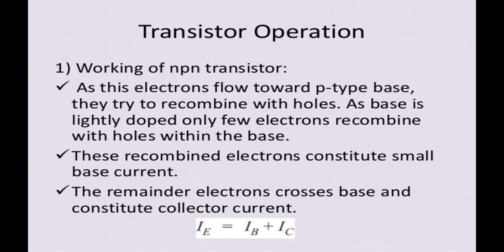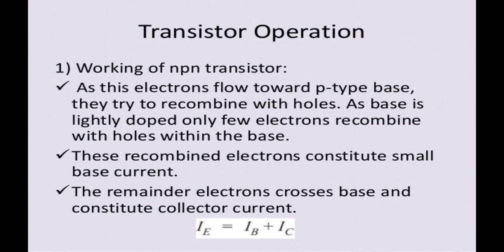As the electrons flow towards the p-type base, they try to recombine with holes. As the base is lightly doped, only a few electrons recombine with the holes within the base, and these recombined electrons constitute a small base current, and the remaining electrons that cross the base constitute the collector current. These are the collector current equation, the electrons crossing the base to the collector.